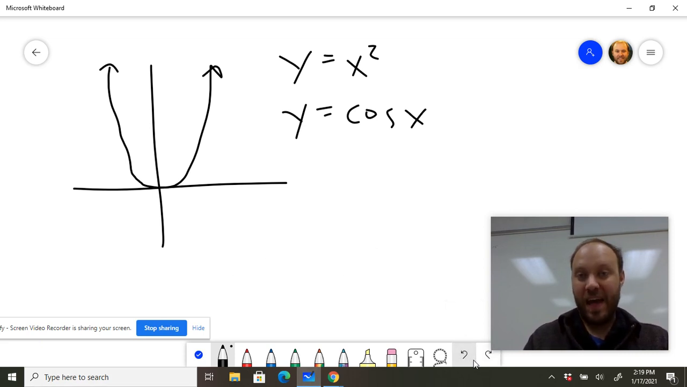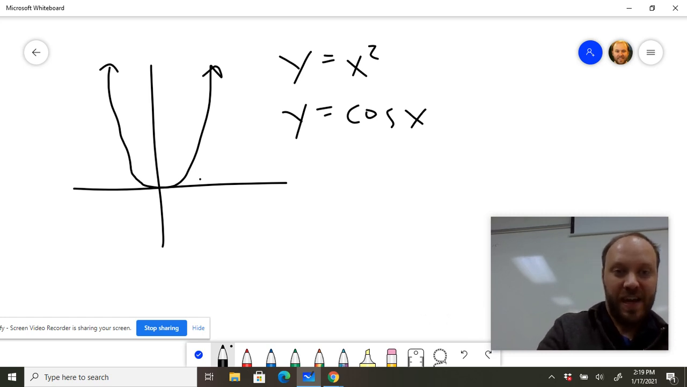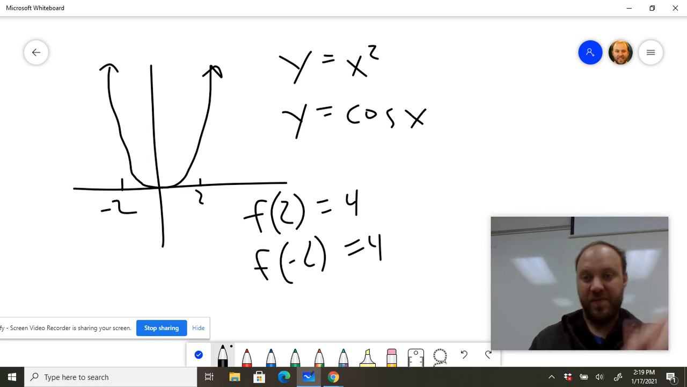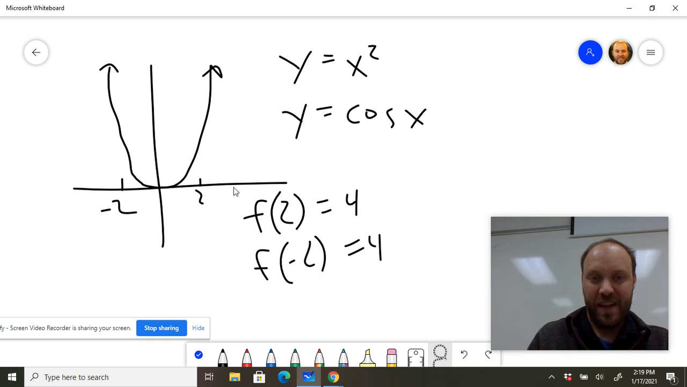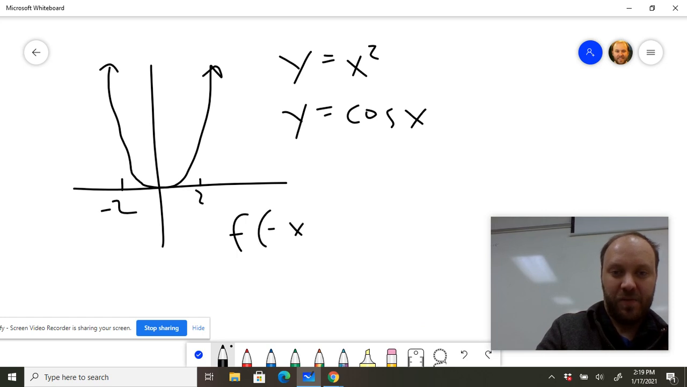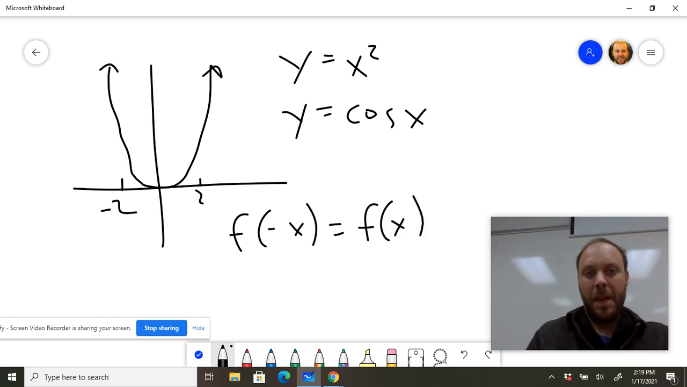Anyway, big idea being here that regardless of the sign of x, the y value is not going to change. For example, if it was y equals x squared, f of 2 would be equal to 4. If I change the sign and look at f of negative 2, f of negative 2 is also going to be 4. In other words, if you change the sign of the input, the sign of the output does not change. And in symbols, the way they write that is that f of negative x is equal to just regular f of x. Okay, now what does that have to do with the quiz?